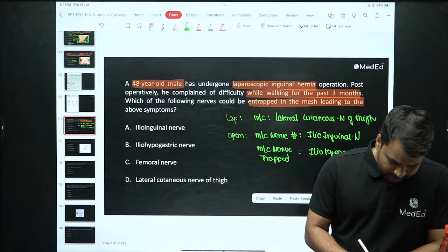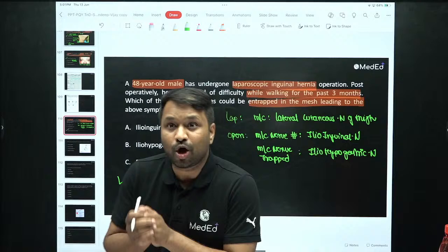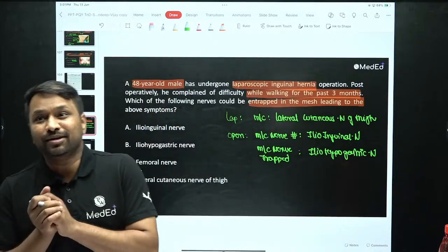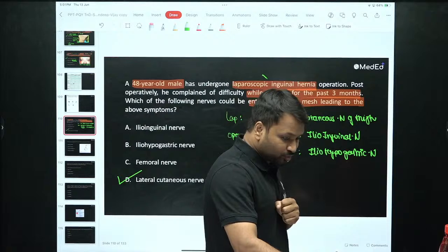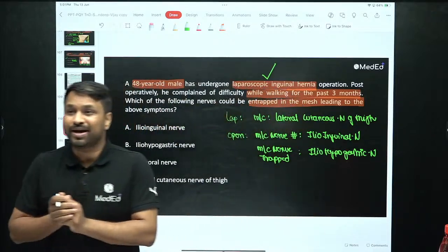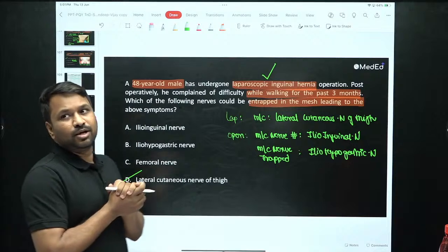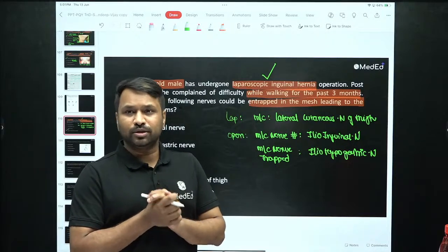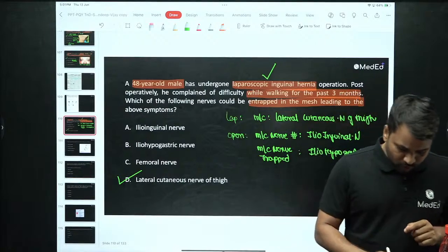So the answer here is going to be the lateral cutaneous nerve of thigh. It is not the ilioinguinal nerve. गलती नहीं करनी है. यहाँ पे सवाल पूछा है for laparoscopic inguinal hernia repair. We're not talking about the open hernia repairs. ठीक है? We're not talking about the open hernia repairs. Clear? चलो. Going on to the next question.